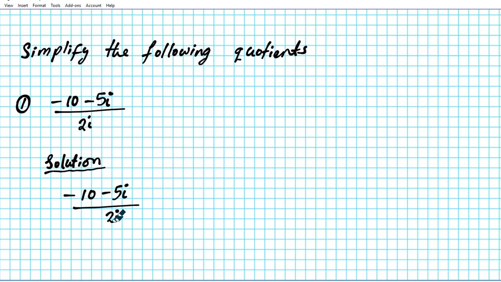The denominator having an i component is a problem, so we need to get rid of that i in the denominator. How do we go about that? What we want to do is find the conjugate of the denominator. The denominator is 2i, which is the same thing as 0 plus 2i. The conjugate of the denominator is what you get when you invert the sign of the imaginary part. So it's going to be 0 minus 2i, or simply negative 2i.